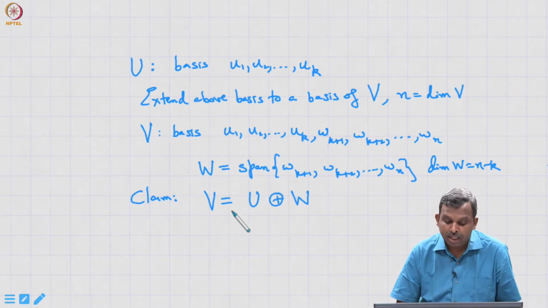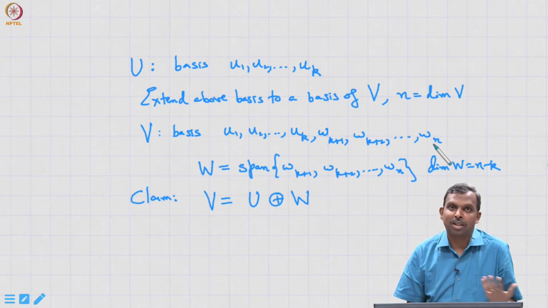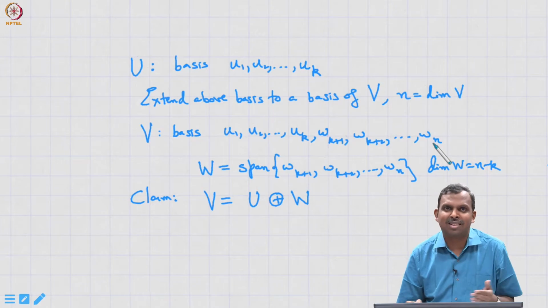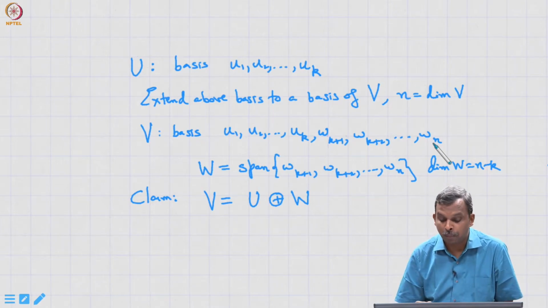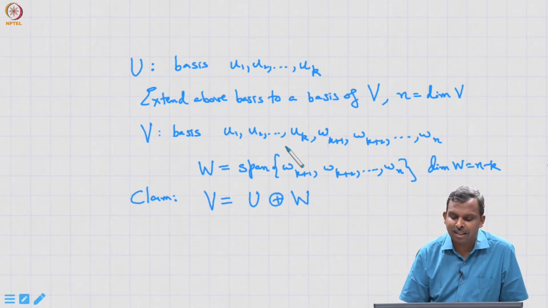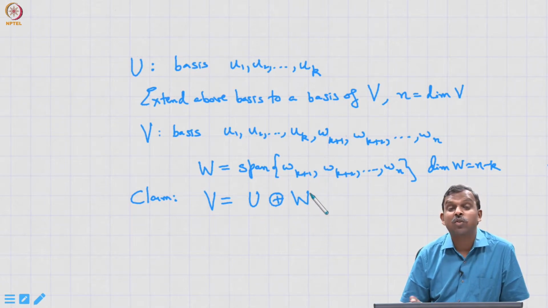So, the fact that V equals U plus W is quite easy to establish, because U plus W gives you the entire basis. I told you how to find the span of those two, it is okay. Maybe slightly tricky is to say that U and W have no intersection. That is also very easy to establish.